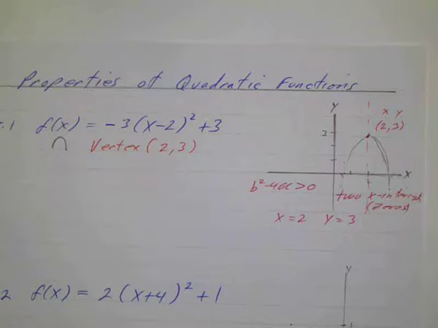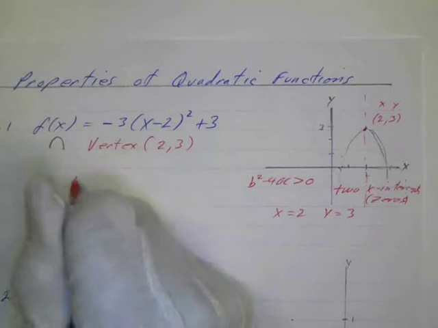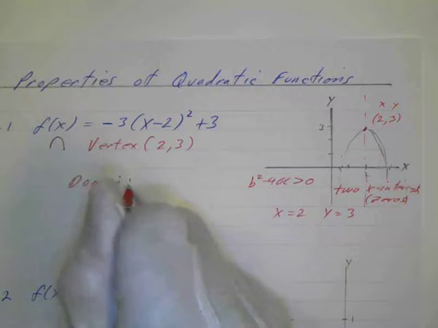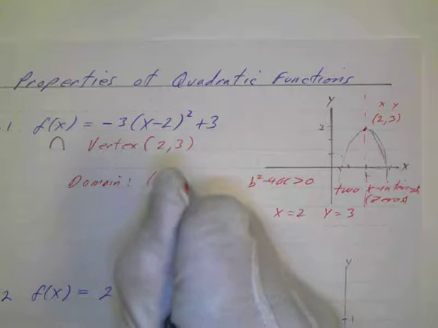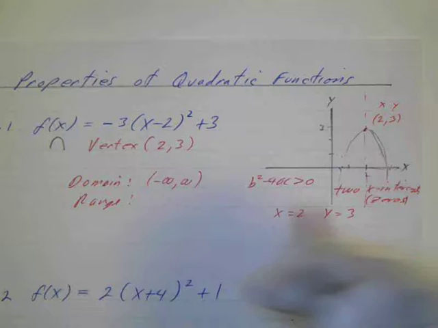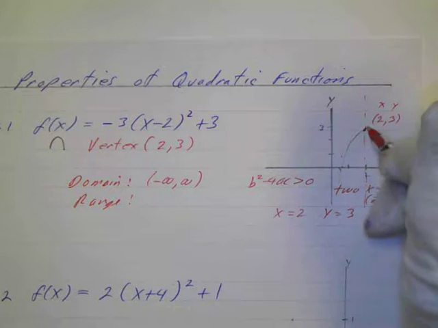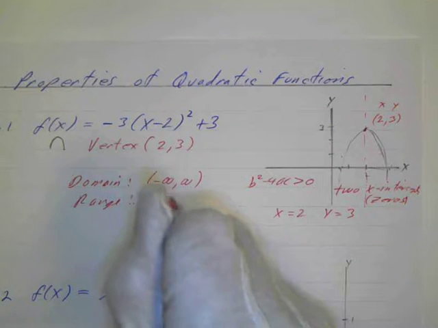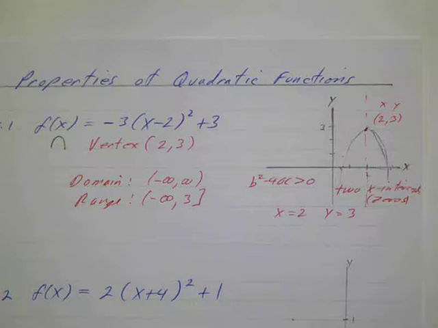All right, so we can tell all that just by looking at our equation. Then we can also tell the domain. For all these parabolas, it's going to be the same: negative infinity to infinity, because they just go on and on forever. But the range, I'm going to go from negative infinity all the way up to 3. At 3, it goes back down. So it's going to be negative infinity to 3, with a bracket at 3 because it's equal to 3.